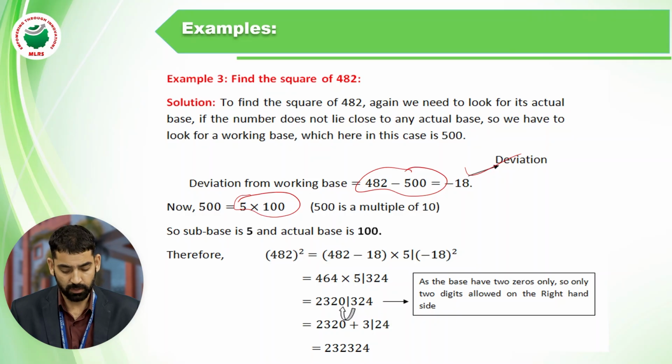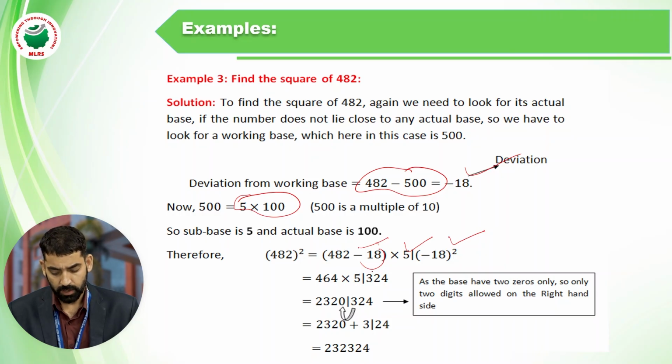Now to find the square of 482, that is the given number, it is 482 minus 18. Again, I am saying that it is plus deviation, but here as the deviation is negative, it is 482 minus 18 into the sub base, which is 5 in this case, and a separator. To the right of the separator is the deviation square, which is minus 18 square. So when we subtract 482 minus 18, that is 464 into 5, and minus 18 square is 324. Now you see 464 into 5 is 2320, okay, and this is 324.